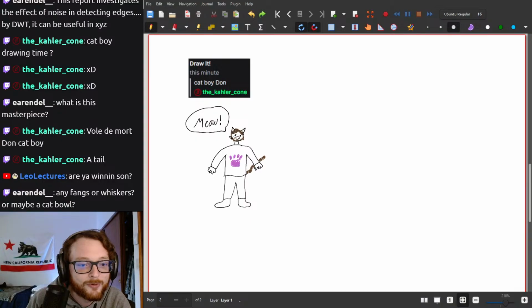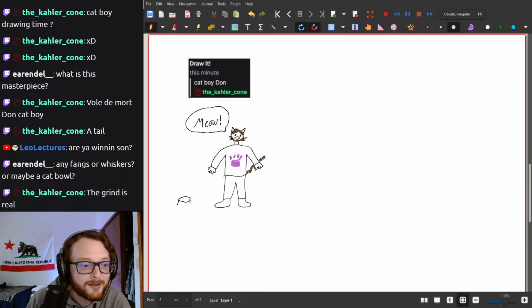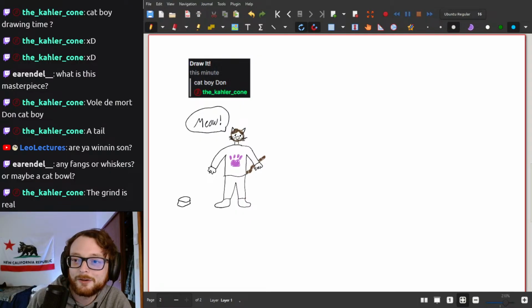Wait, maybe just 2 whiskers. Now we'll do 3. Cat bowl, yeah, that's a good idea. Is this how you draw a bowl? No. That's not really how you draw a bowl either, but it's gonna have to do. Actually, okay, I was gonna put water in there. I think kibble will be better though.